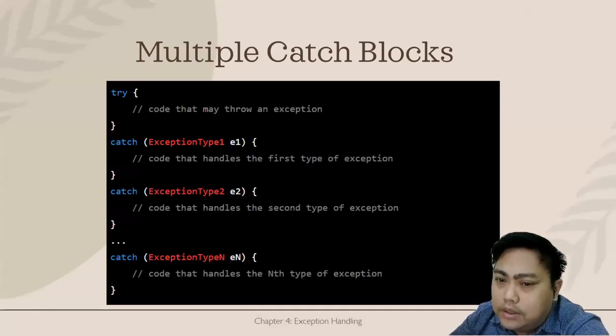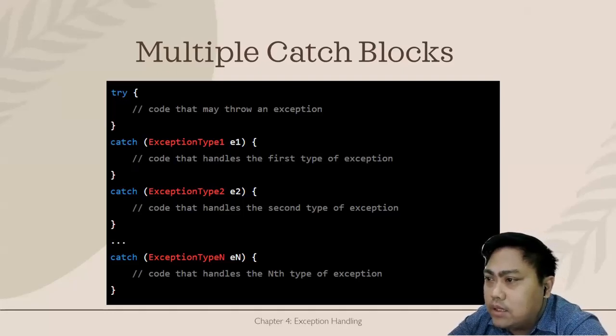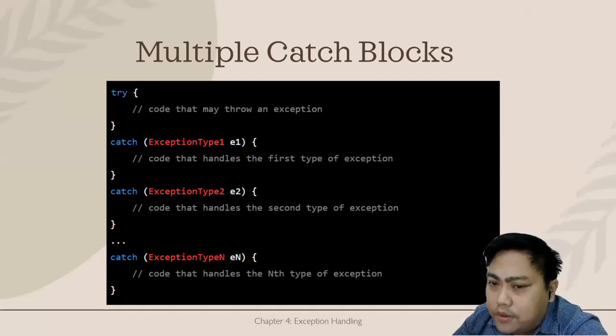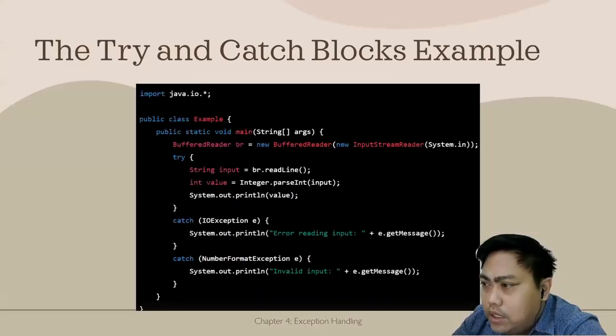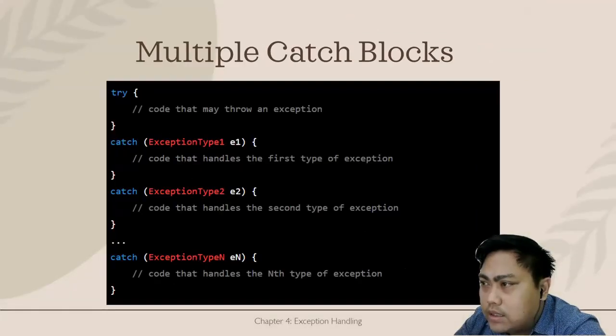So how about multiple catch blocks? In our previous example, we used the IO exception and the number format exception to handle whenever an error occurs within the try block. So we have two catch blocks. The following would be the syntax of the multiple catch blocks.